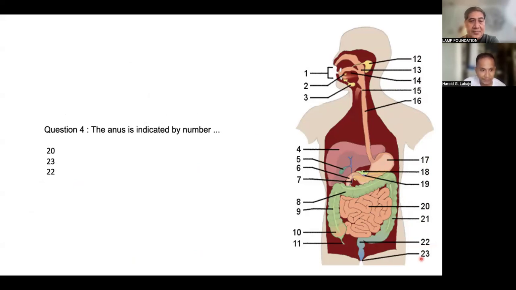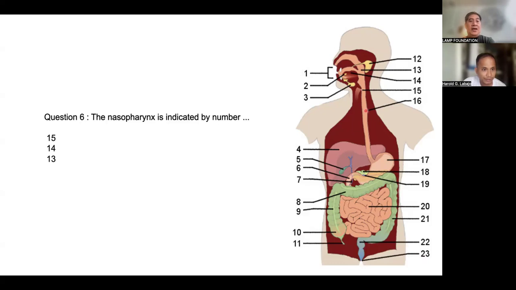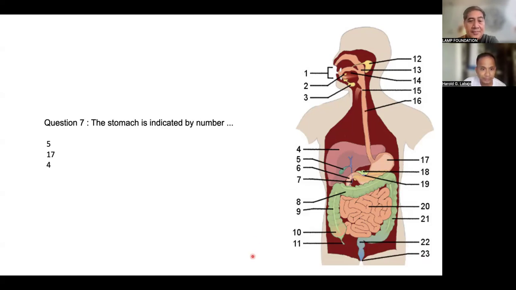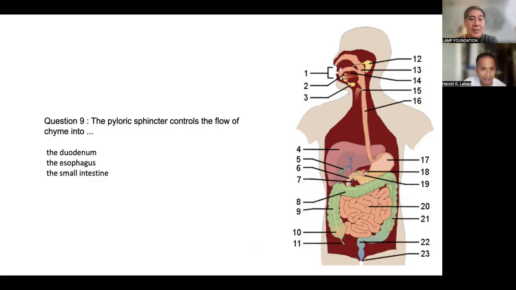Laryngopharynx is what number? Number 15. Anus, what number? 23. Number 16, the esophagus. Nasopharynx is what number? 13. Stomach. Stomach, 17. Number 18, the pancreas. Sphincter controls the flow of chyme into the duodenum.